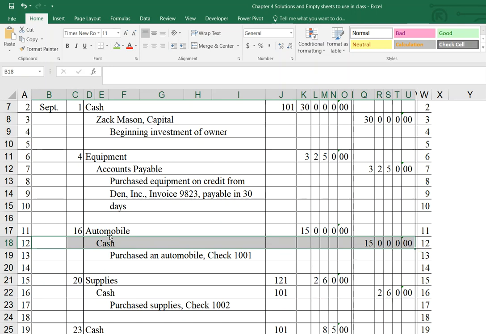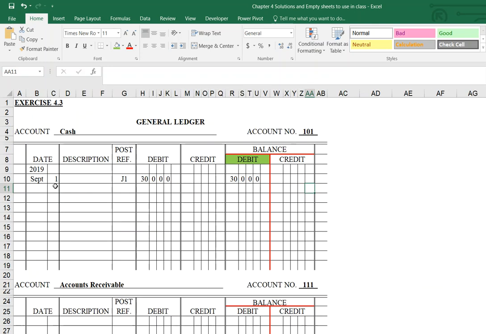We paid cash for the automobile, so cash is going to be decreased, so that will be a credit. All right, so that's on the 16th of September. Moving back here, we just have to write the 16. Again, that's on journal page 1. This is a decrease in cash. Okay, so now to make our running total, we need to subtract 15,000 from 30,000 to get our new balance.